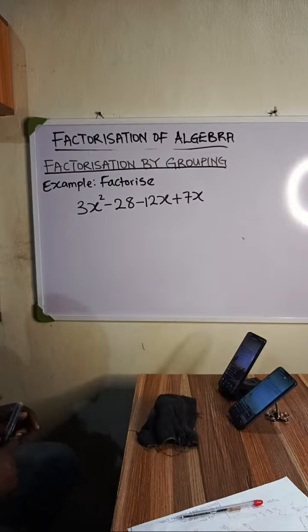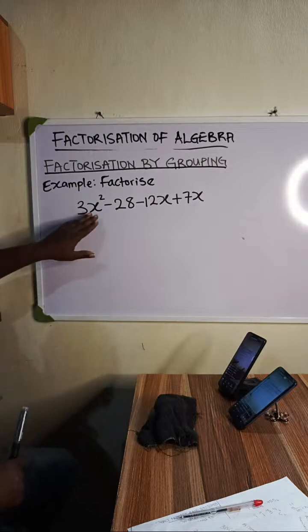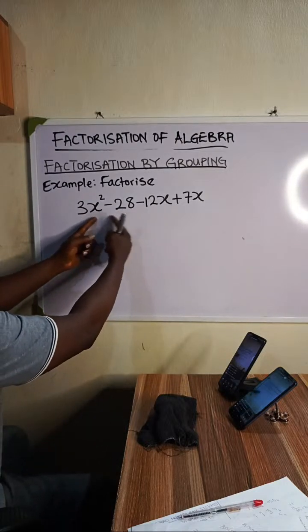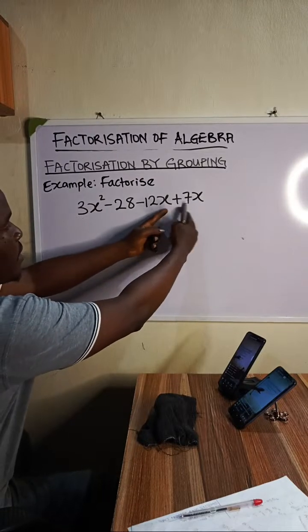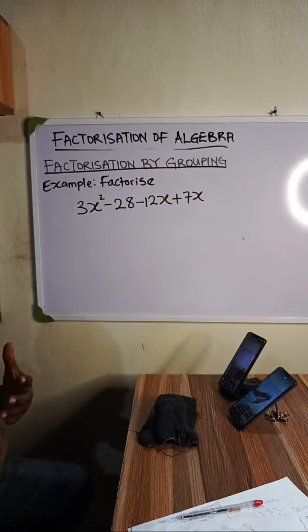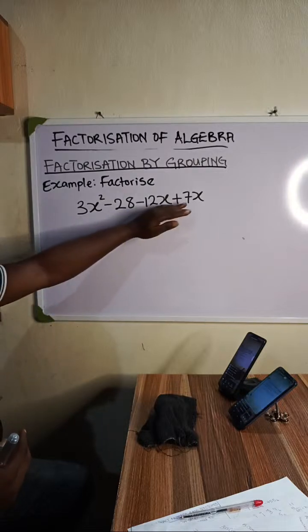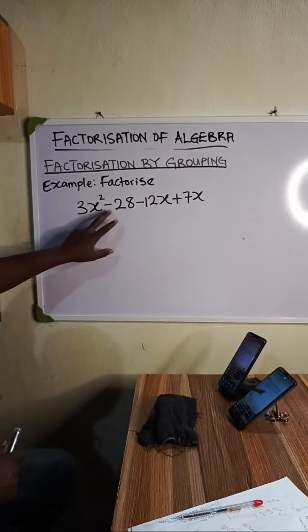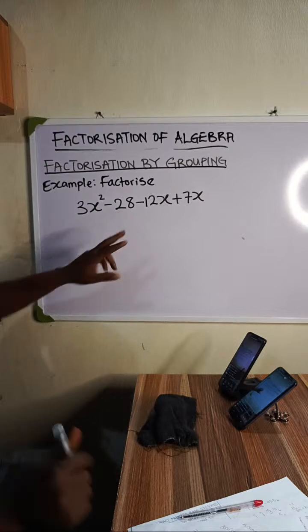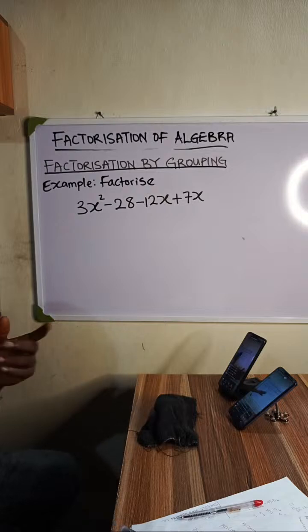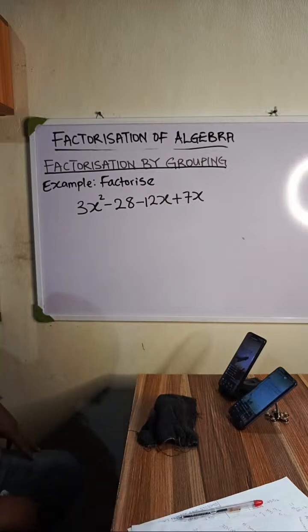So let's look at what we should do here. If you look at these two, we're expected to factorize these two together. But let's look if we can find common factors in each of these groups. The number here is 3, the number here is 28. Is there any number that can divide both 3 and 28 without leaving a remainder?